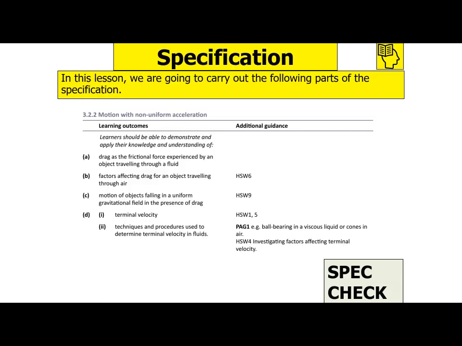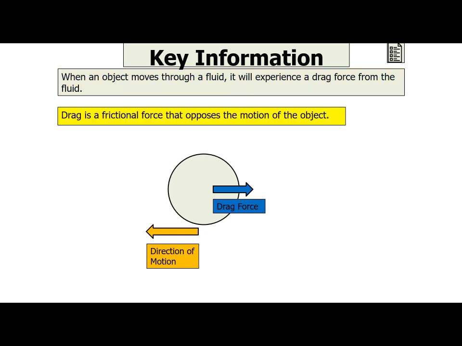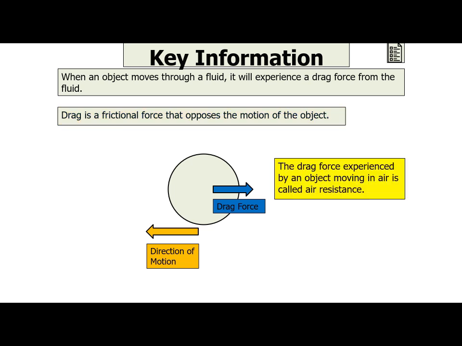So in this lesson we're going to be looking at the following part of the OCR A-Level Physics specification: motion with non-uniform acceleration. So when an object moves through a fluid, it will experience a drag force from the fluid. Now drag is a frictional force that opposes the motion of the object. Now the drag force experienced by an object moving in the air is called air resistance.